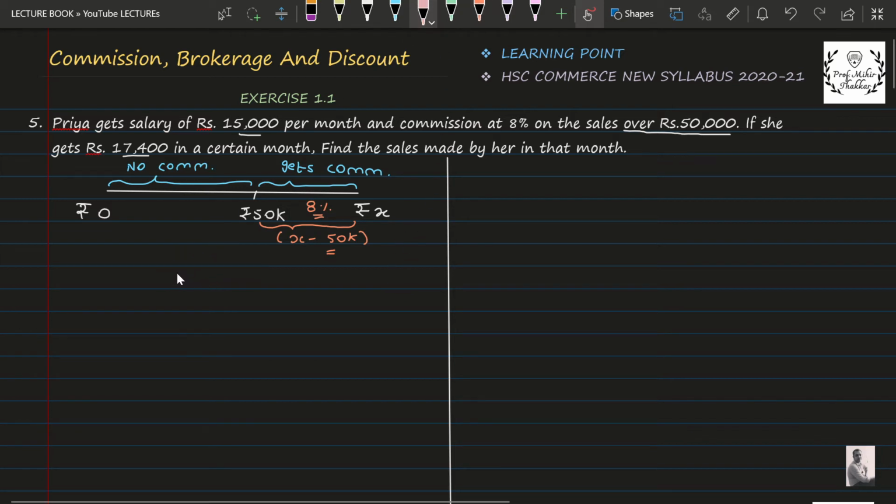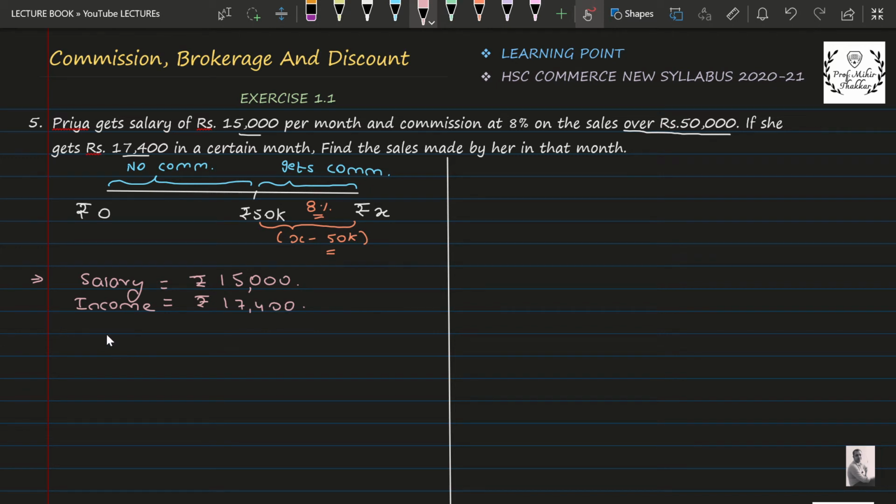So now let us understand how we represent this in our answer. We have to say over here, salary is equal to rupees 15,000 and income of that particular salesman is rupees 17,400.